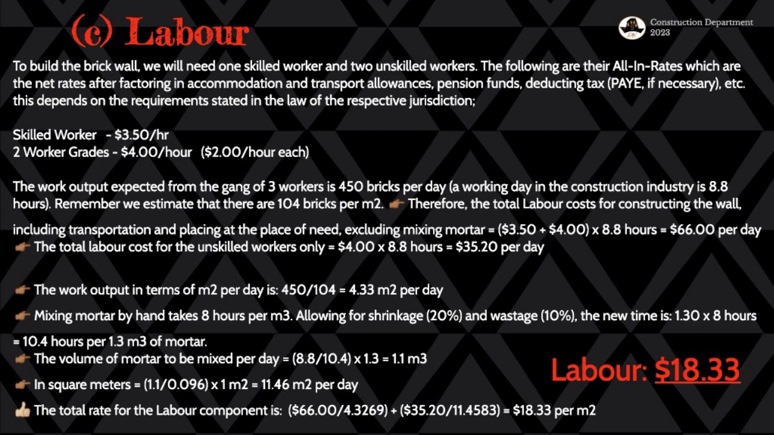And then for the work output in terms of square meters per day, we have 450 bricks per day and 104 bricks per square meter. So remember, we're going to be needing it per square meter. So we say 450 divided by 104 to get 4.33 square meters per day. And then we are going to say mixing mortar by hand takes 8 hours per cubic meter.